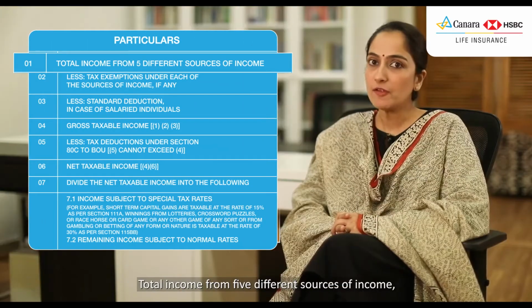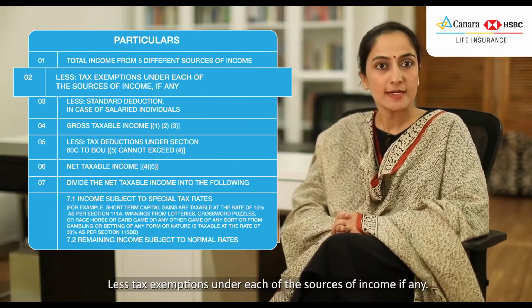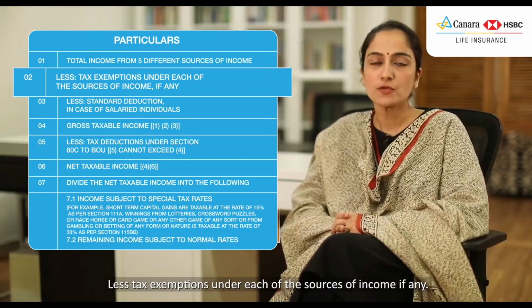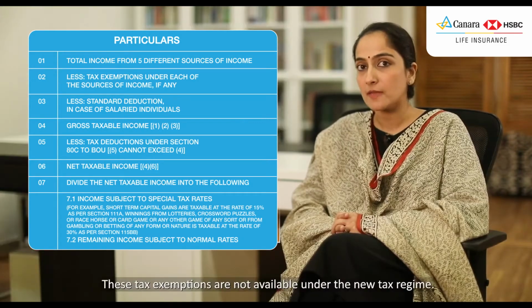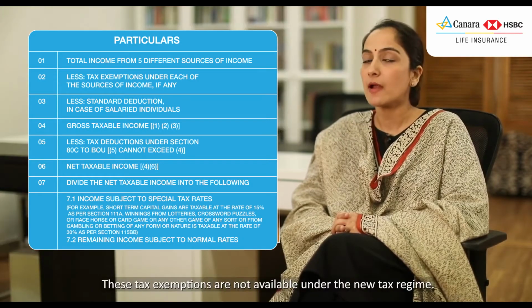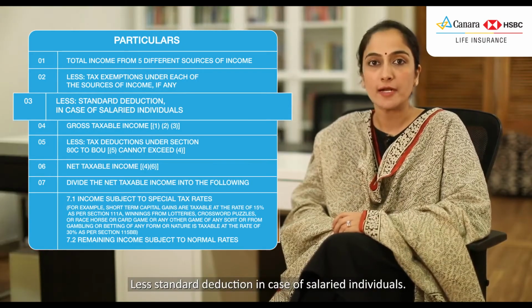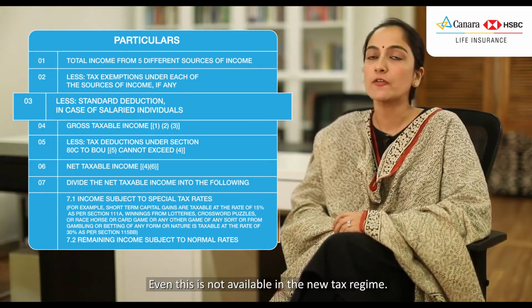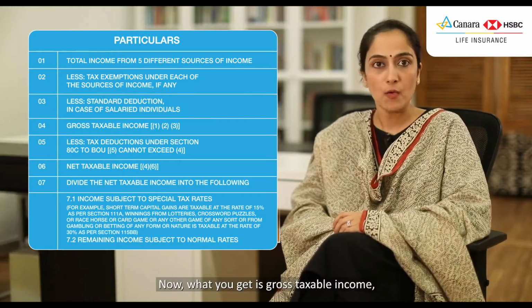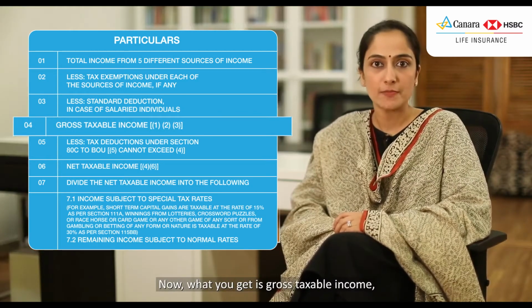Total income from 5 different sources of income, less tax exemptions under each of the sources of income, if any. These tax exemptions are not available under the new tax regime. Less standard deduction in case of salaried individuals. Even this is not available in the new tax regime. Now, what you get is gross taxable income.